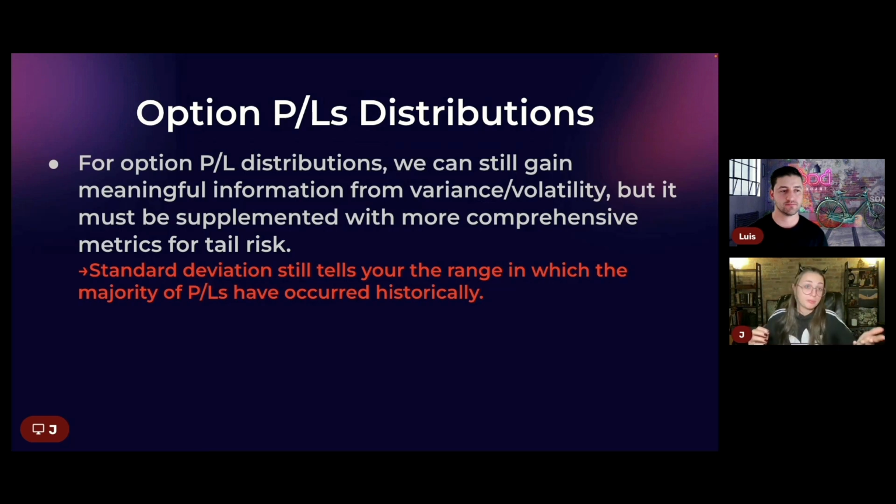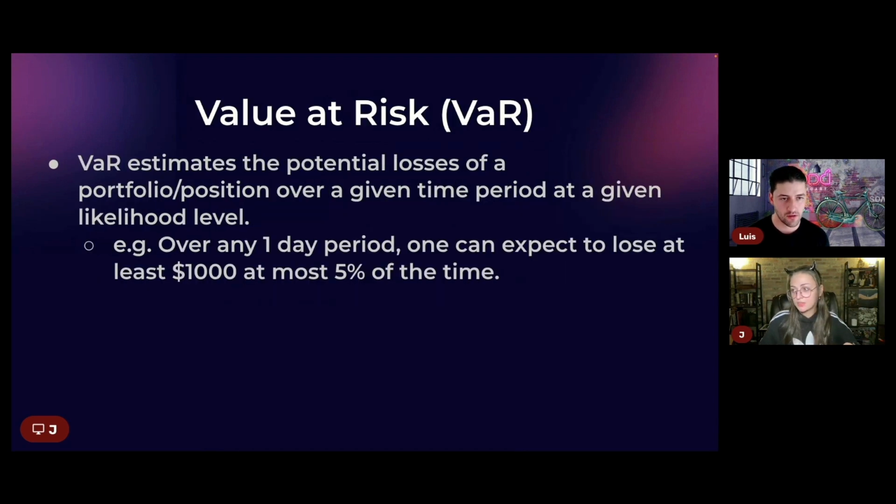But because we have this heavily skewed distribution, looking at historical volatility of that distribution has to be supplemented with some more comprehensive metrics for tail risk, right? Right. So the ones that I use maybe the most, there's a bunch of different metrics, but we've talked about this before, is conditional value at risk, which is based on value at risk. Value at risk estimates the potential losses of a portfolio or a position over a given period of time at a given likelihood level.